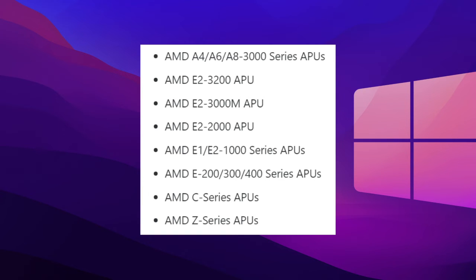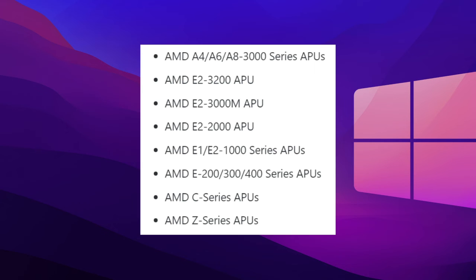Here's a list with APUs that can only be updated via the Microsoft Windows Update component. AMD A4/A6/A8-3000 series APUs. AMD E2-3200 APU. AMD E2-3000M APU. AMD E2-2000 APU. AMD E1/E2-1000 series APUs. AMD E200/300/400 series APUs. AMD C series APUs. AMD Z series APUs.